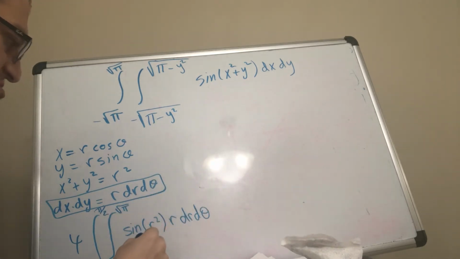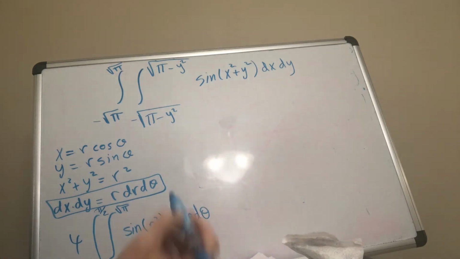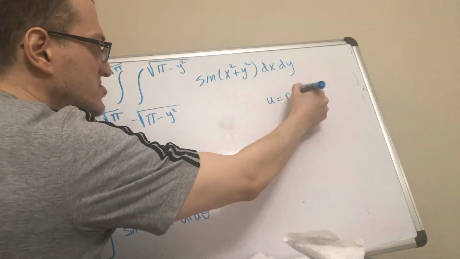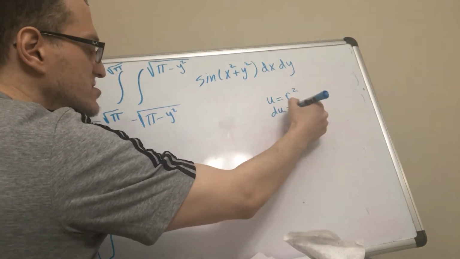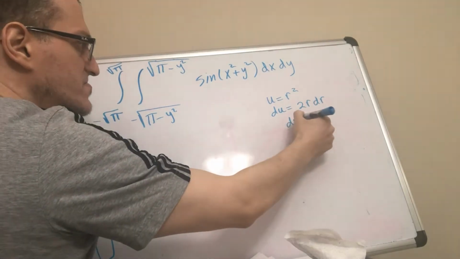So this is what we're integrating. This is done by u substitution. To integrate this, u is r squared, then du is 2r dr. Divide by 2.